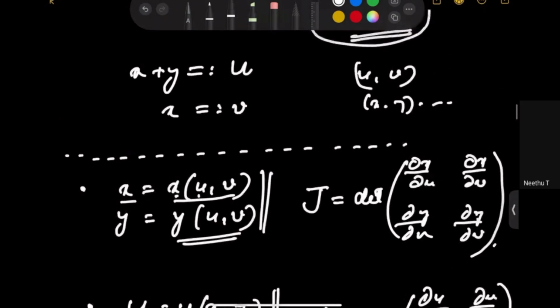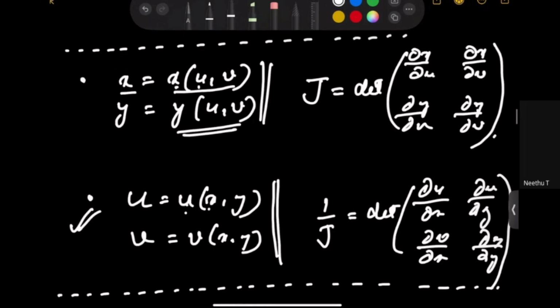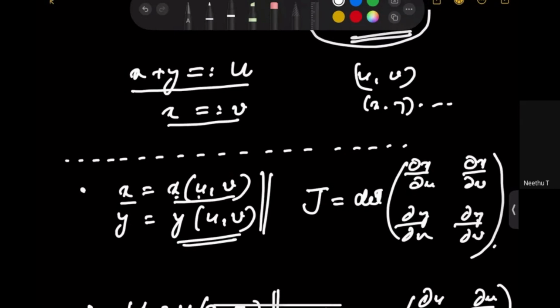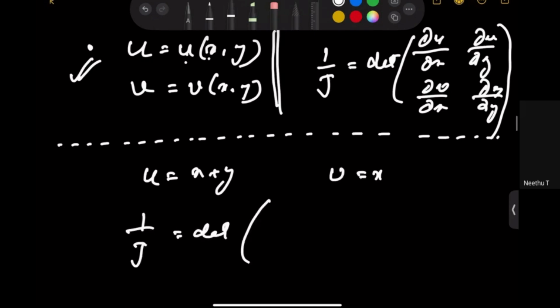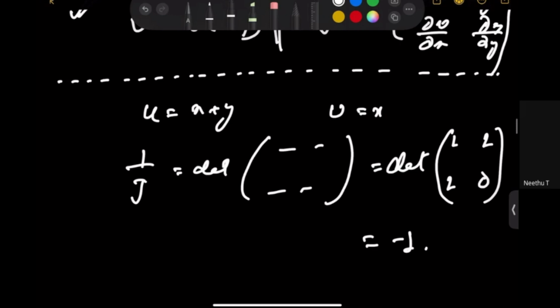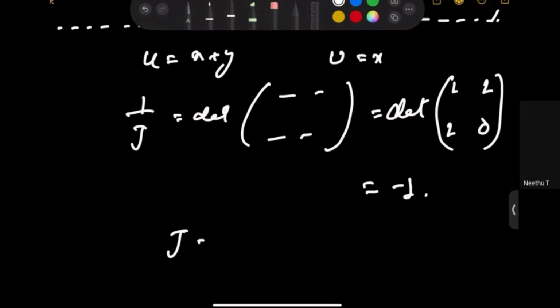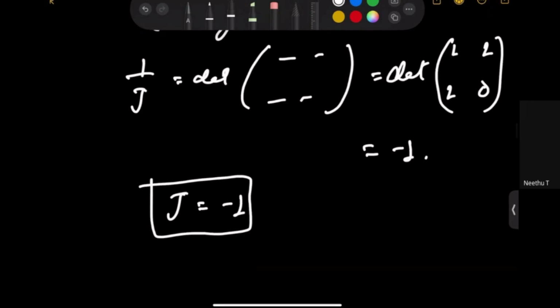Okay, so I could write x as a function of u and v and y as a function of u and v, but instead I'll just show you how this method is done. So maybe I'll just keep it as it is. So u is x plus y, v is x. Then 1 by J is nothing but the determinant of 1, 1, 1, 0. So that is nothing but minus 1. Right? 1 by J is minus 1. So our J is minus 1. That J will come up when we try to apply the method of substitution.